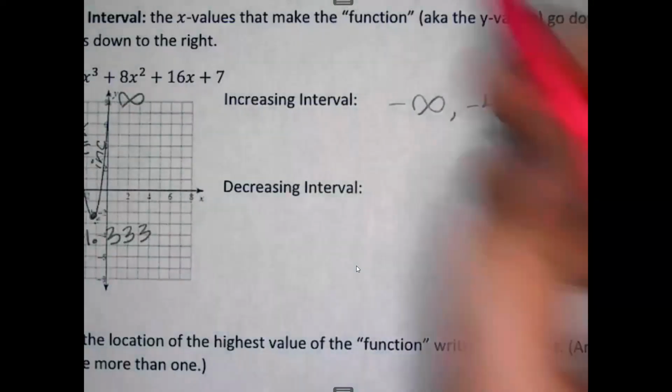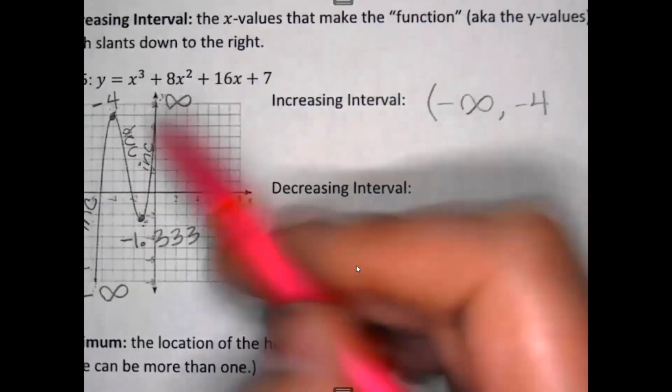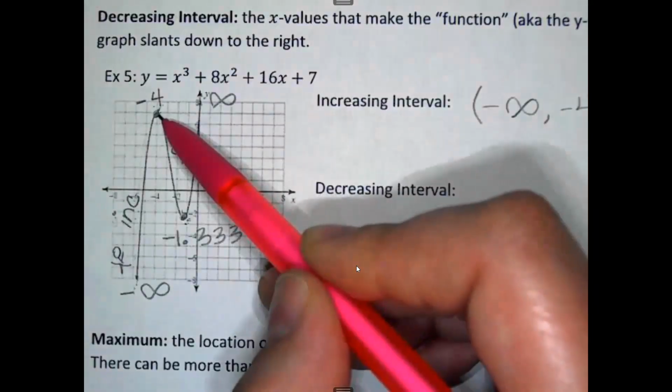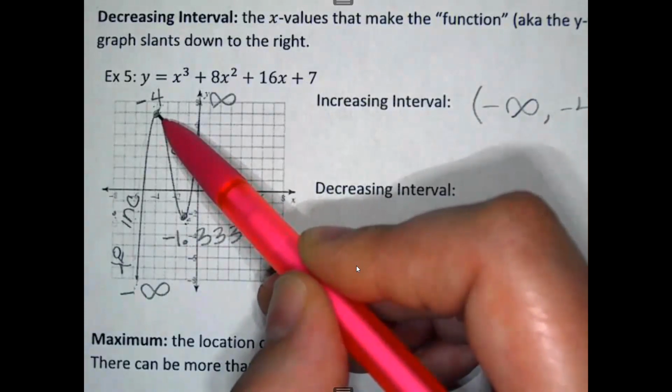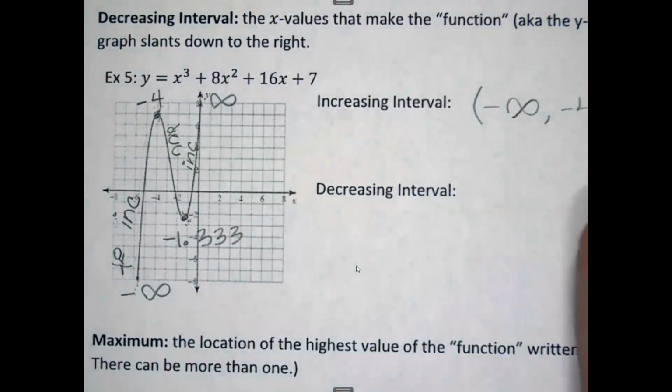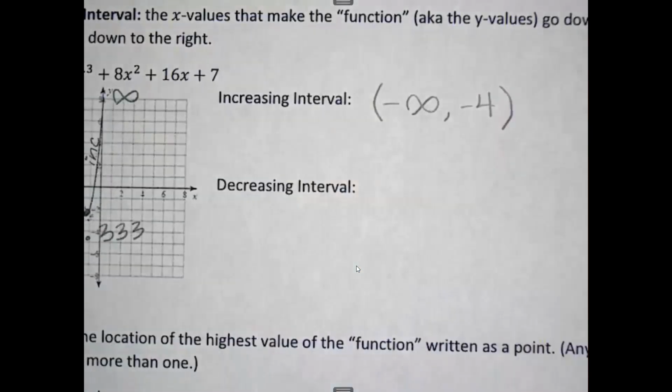And so the first one, we're going to do parenthesis. Now at the -4, when you're standing at the top of the mountain, are you actively walking uphill at the top of the mountain? No, you're not. So we're going to do a parenthesis there because that is not included in what it means to increase.